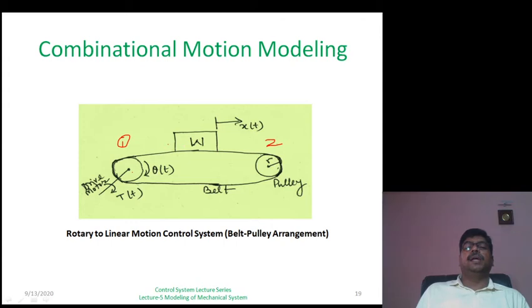So this weight will have a translational motion. The pulley has a rotational motion while the weight has a translational motion. So in this way, a body can be displaced from position 1 to position 2. If the displacement is x(t), now you have theta(t), x(t), T(t), meaning the torque developed by the motor, and the weight. So you can write the differential equation for this system.